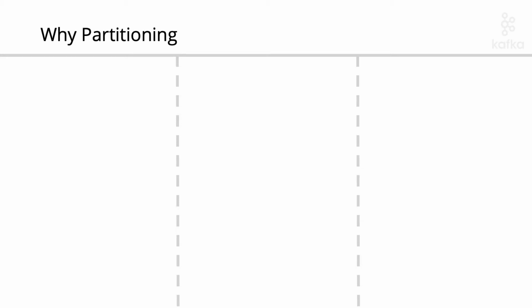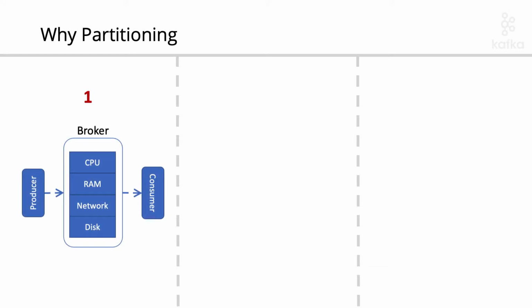Kafka is designed to be fast and scalable. It's not assumed that one single broker can completely handle a topic. That's for three main reasons. Number 1. If the broker fails, that topic will be gone.